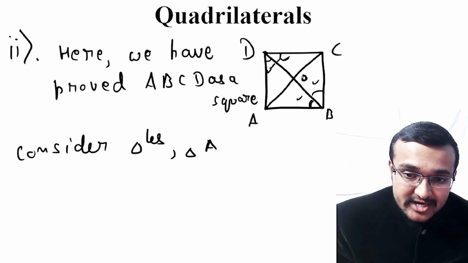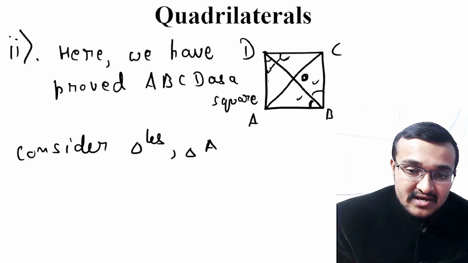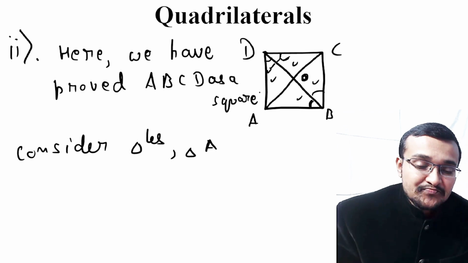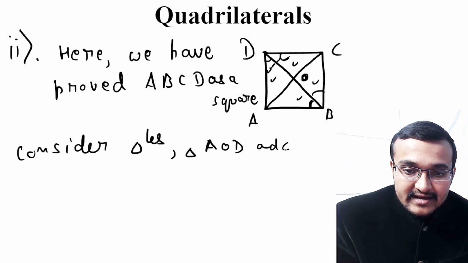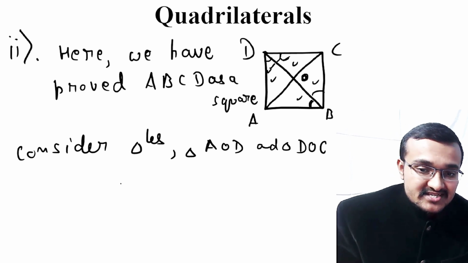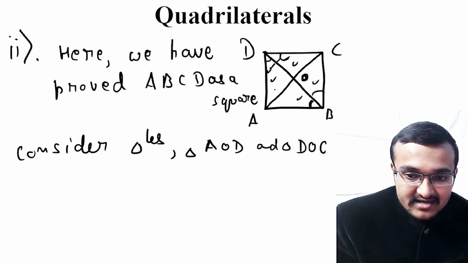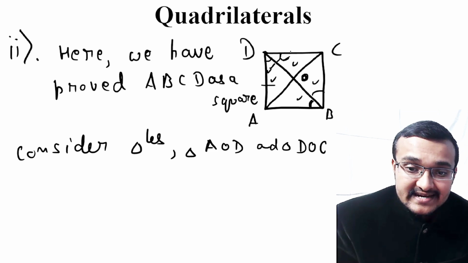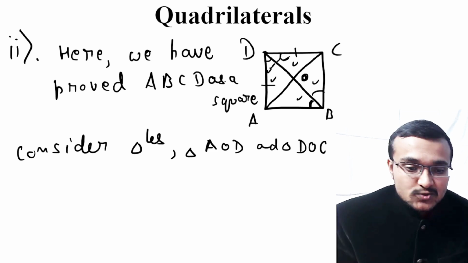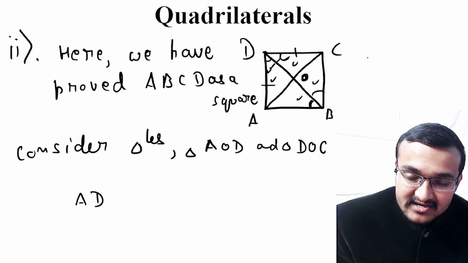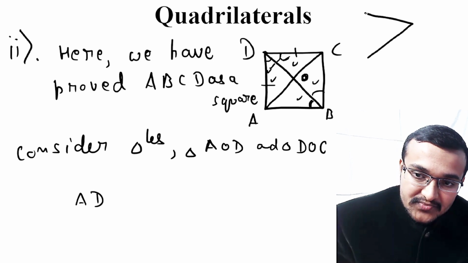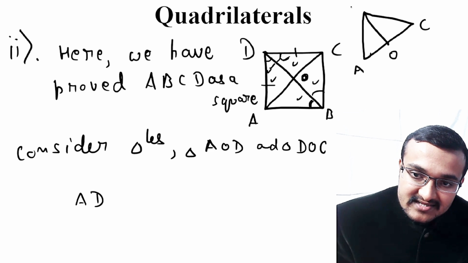Now the intersection point of the two diagonals, we'll call this O. Now consider triangle AOD and triangle DOC. In these two triangles, we have already proved that AD is equal to DC, because ABCD is a square. So here we are considering these two triangles: this is point O, this is A, this is C, and this is D.